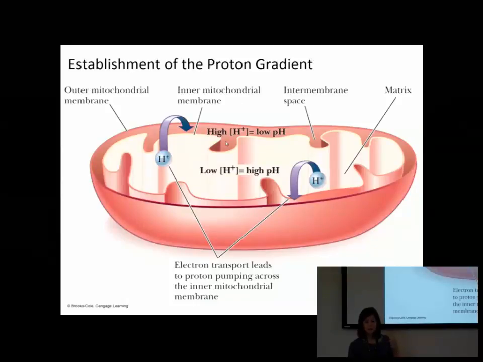Electrochemical means the chemical is the protons, right? Gradient means difference. So an electrochemical gradient is being set up along our inner membrane. That's what I mean. Electro means charge difference: higher charge in the inner membrane space, lower charge in the matrix. The action of passing electrons along the complexes causes protons to move into the inner membrane space.